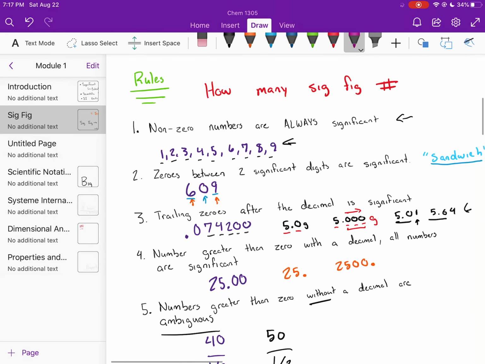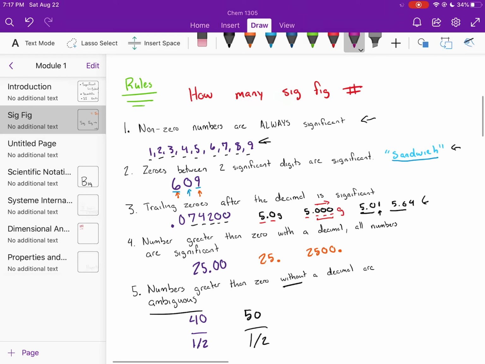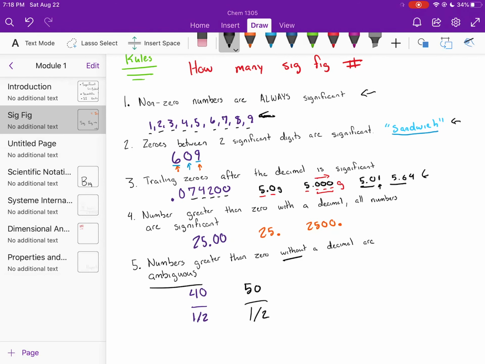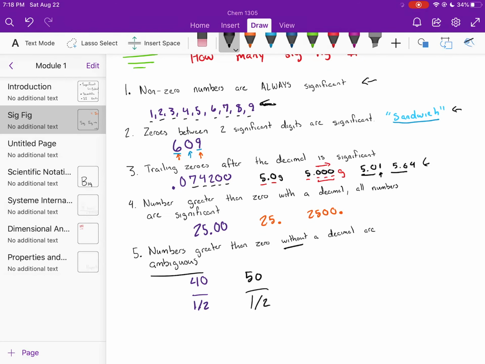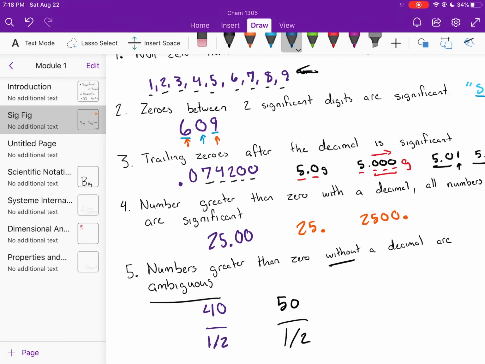So there are a couple rules to finding out how many significant figures a number has, right? So rule number 1, non-zero numbers are always significant, right? And I have the 1, 2, 3, 4, 5, 6, 7, 8, 9. Rule number 2, zeros between two significant digits are significant as well. It's what I like to call the sandwich rule, right? Because you got a zero kind of sandwiched in between two significant figures, which also makes it significant.